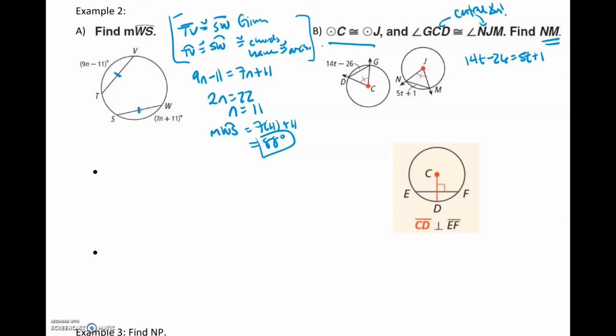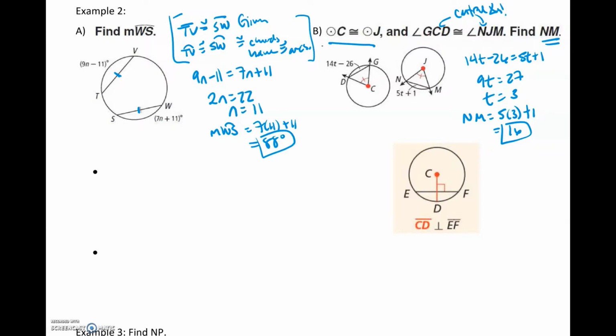These chords connect the rays of the angle. They subtend the angle, they subtend the arc. So that's that connection. And then we just solve this like a plain old algebra equation. 9t equals 27 to get t equals 3, and NM is just 5 times 3 plus 1, or 16. So as always, like I said before, the most important part is to get the equation down right.